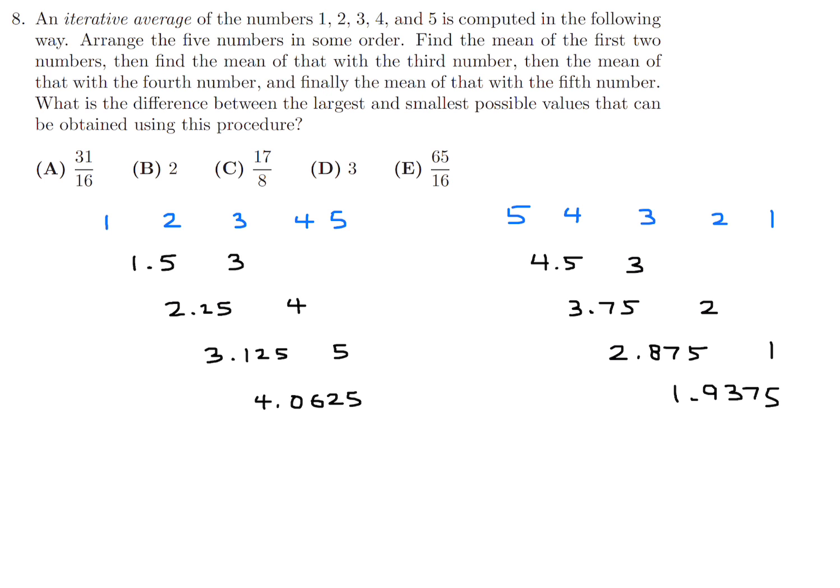1.9375. And what they want is the difference between the largest and the smallest possible value. So the largest is 4.0625 and this is the smallest, the difference is subtracting them, and when you subtract those two numbers, you get 2.125. And of the answer choices, the one that is equivalent is C, 17 over 8.